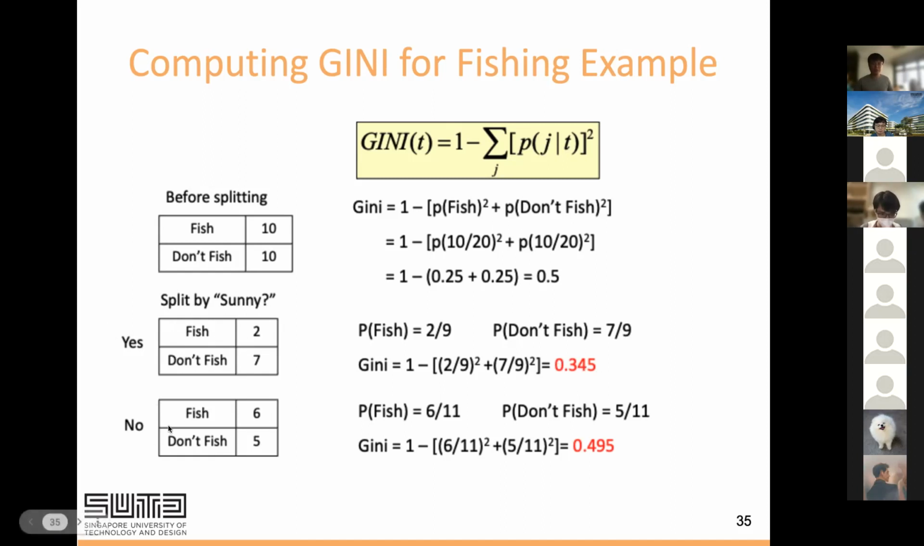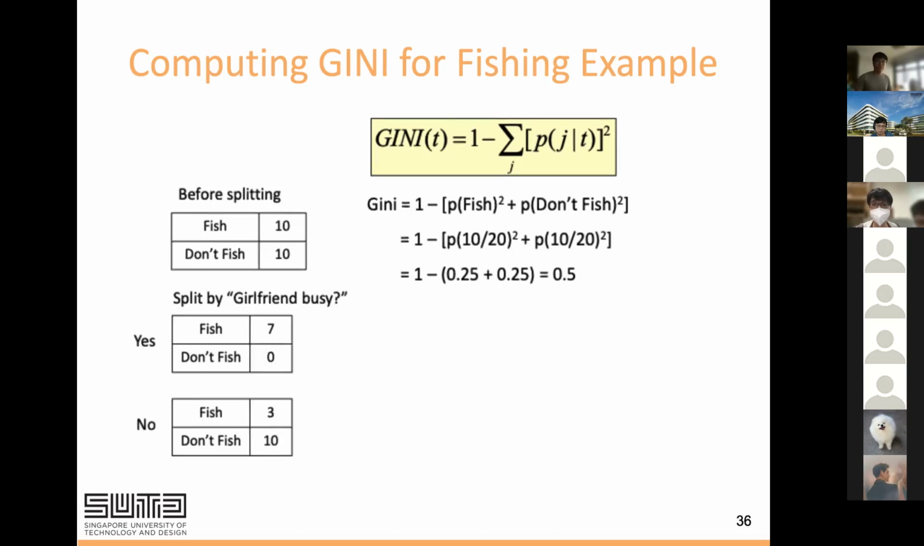Subsequently, if it's not sunny, do you fish or not? We'll see that this is more of an equal separation of the records, 50-50. Then we'll see that the Gini index approaches 0.5.